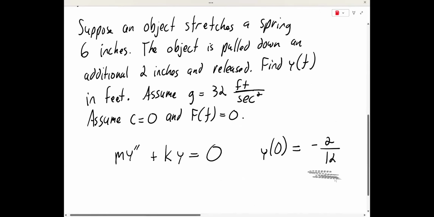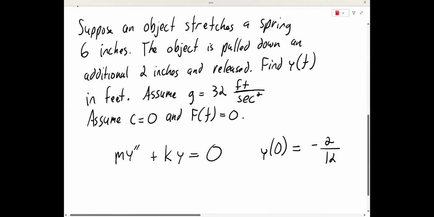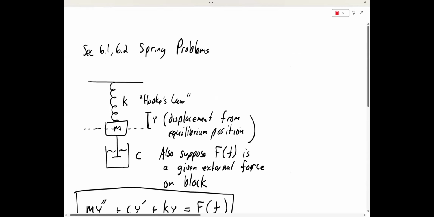Okay, from right here. So it's pulled down 2 inches from equilibrium. So if it's resting, the object stretches the spring 6 inches. Once it's stretched, that's the equilibrium position, that's y equals 0. And then if you pull down an additional 2 inches from equilibrium, that's the -2 here, down 2 inches.